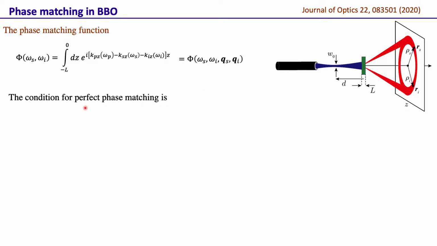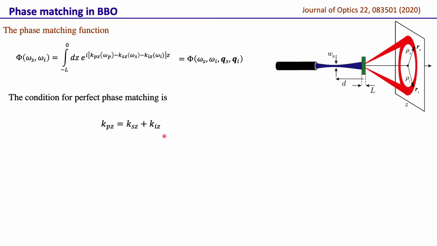Okay, so the condition for perfect phase matching is that kpz is equal to ksz plus kiz. That means this quantity is 0. So when this quantity is 0, this exponential is 1, and that's when we get the maximum of this integral. If this quantity is finite, or as this quantity becomes greater than 0, there will be less and less coming from this integral.